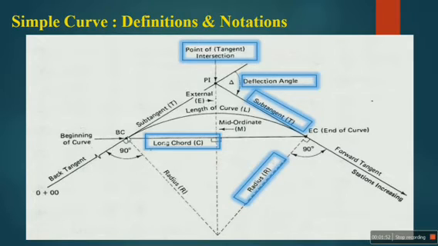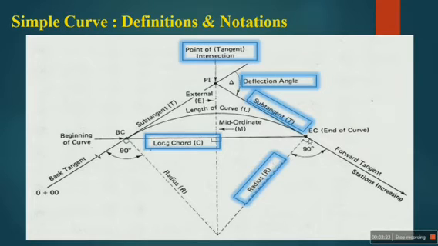Next definition, point of curve. It is the beginning of the curve, where the alignment changes from a tangent to a curve. So whatever this point is here, it is the point of curve. At this point, the alignment changes from the straight line to the curve. So this point is called a point of curve.